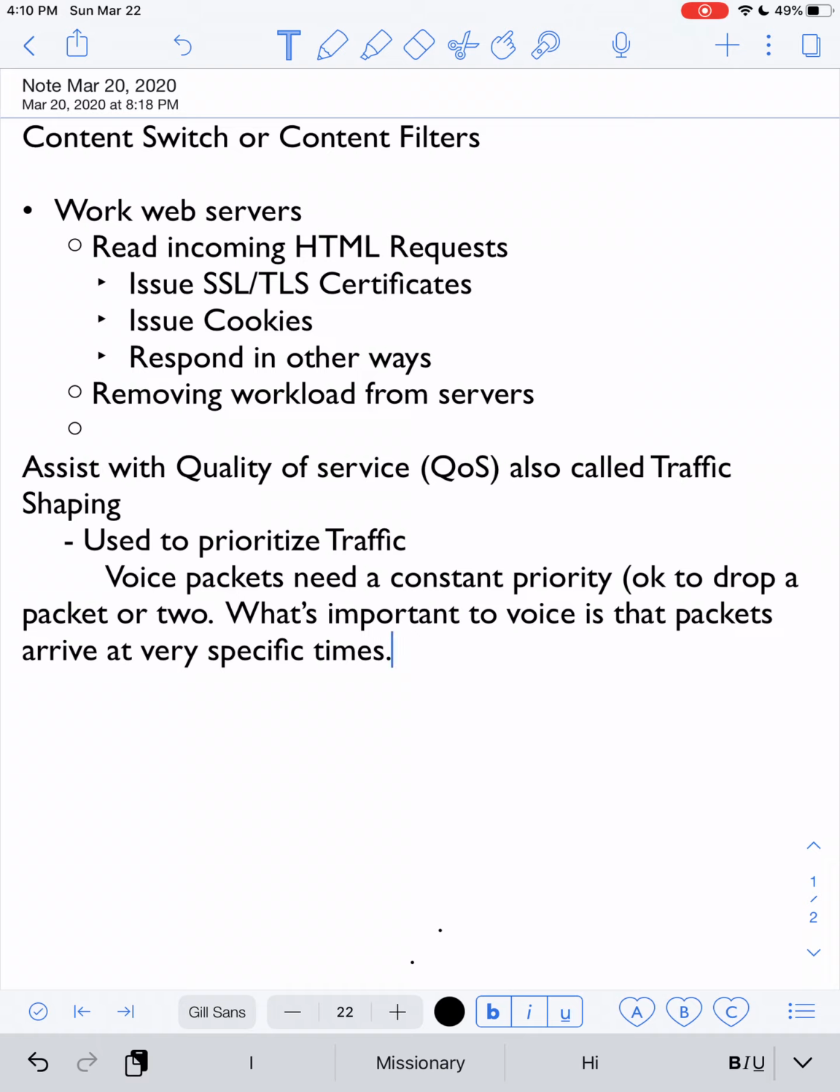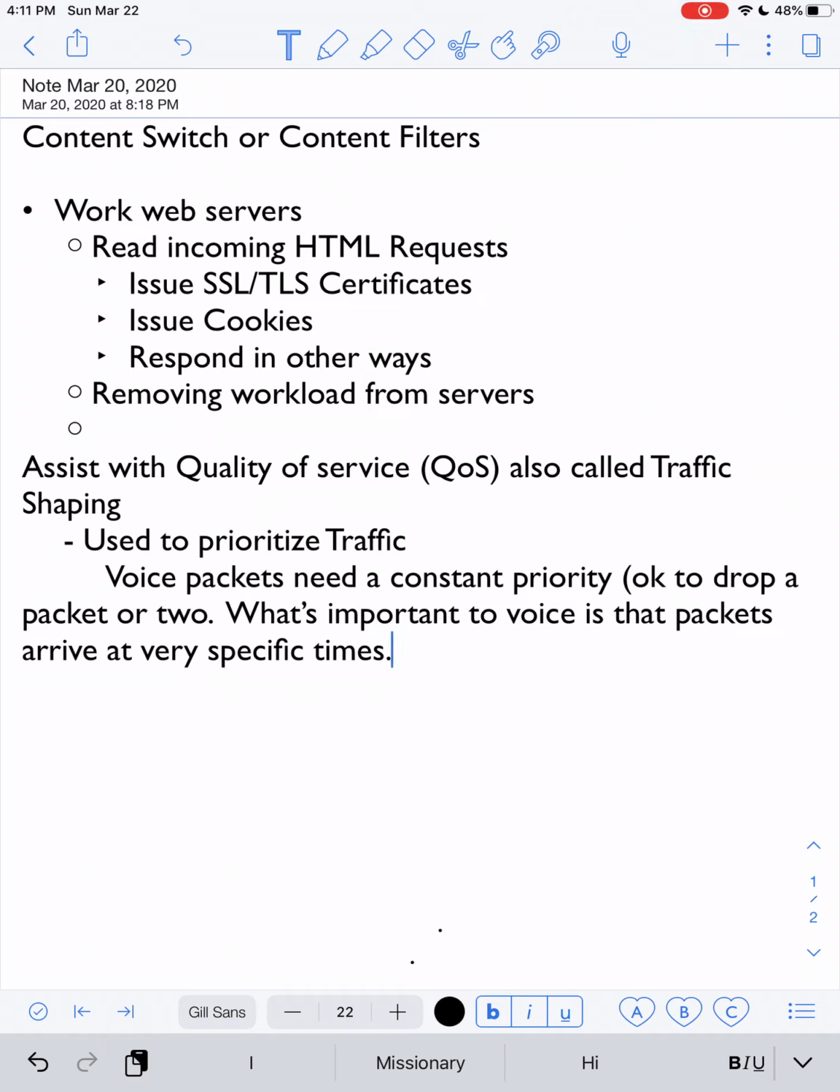This is not the case with, say, data like FTP. With FTP and HTML or other packets, it's very important that all the packets get to the final destination. Again, they don't have to get there at the same time, they don't have to be quick, etc., but we can't lose any packets with something like FTP or with HTML or HTTP, other protocols. With voice, yeah, we drop a packet here and there, it's going to be okay.